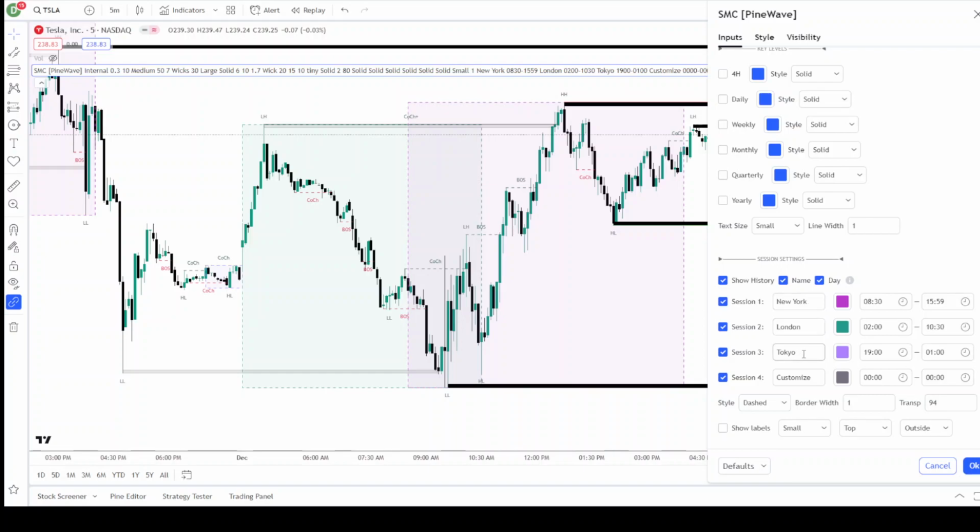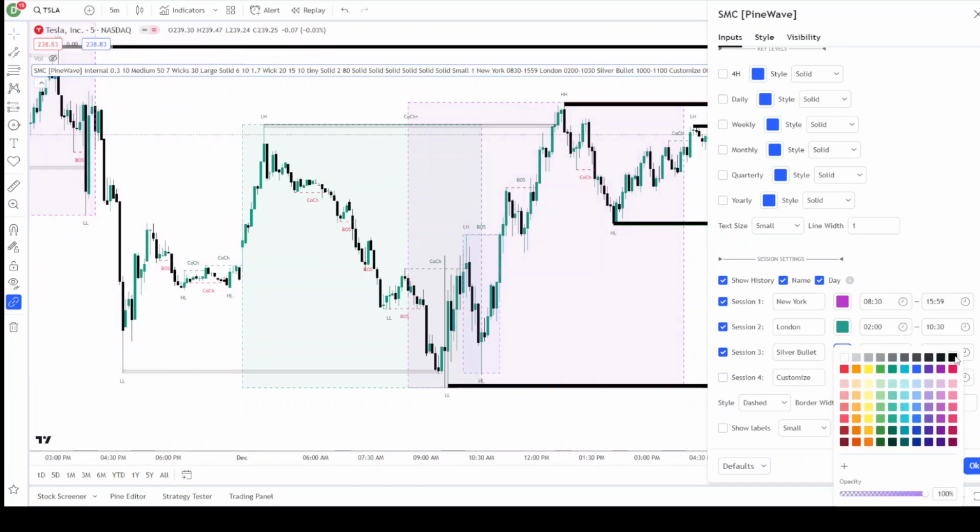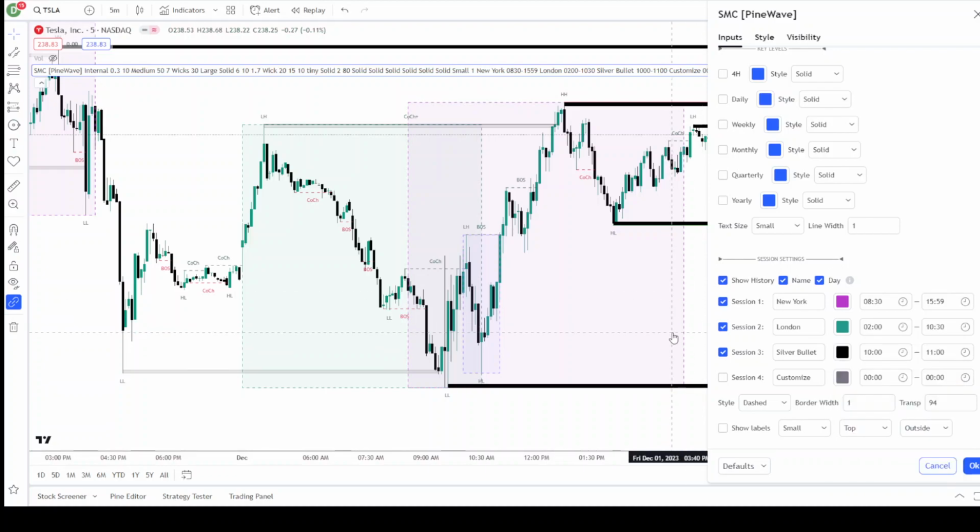So what I want you to see is that we don't trade Tokyo on Tesla, but we do care when the silver bullet time macro is. And that silver bullet time macro is 10 o'clock to 11 o'clock, right? So I can change that. And then there can be a customizable. Any of these can be customizable. Right? So I'm going to put this inside the New York session. And you can see, do we have labels? There we go, show labels.